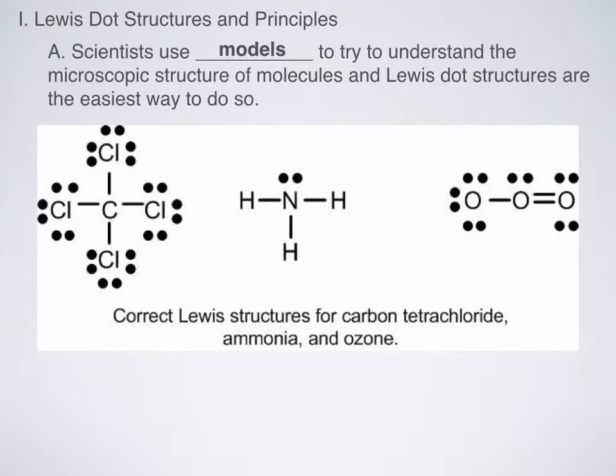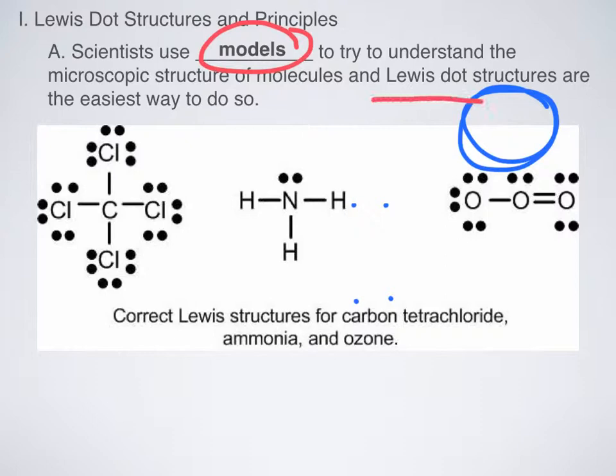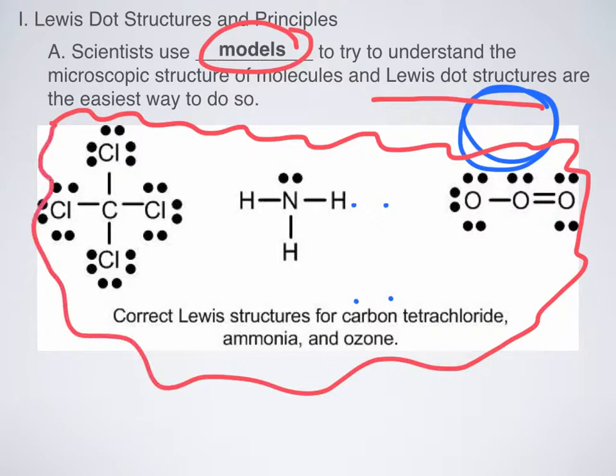Alright, so let's talk a little bit about Lewis dot structures and what they're used for. We talked about modeling in Unit 1, and the reason why we use models is to understand the microscopic nature of molecules, and using a process of drawing them, called Lewis dot structures, seems to be the easiest way for us to do this on paper. So what you see down here and in your note packet, these three little guys, are sort of what Lewis dot structures end up looking like when we're done. Just be aware that that is the direction that we will be going.